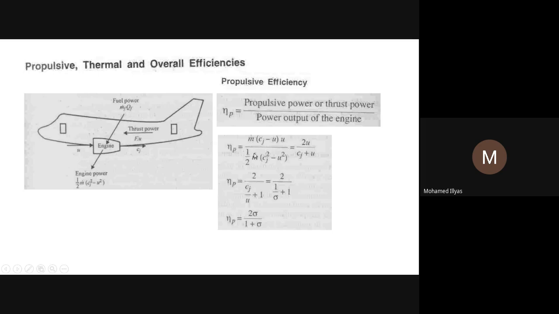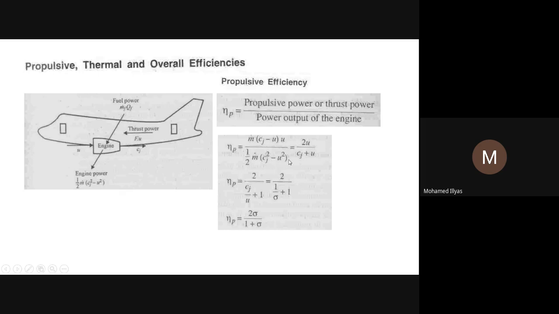U will be that. And the power output of the engine will be m dot into Cj square minus U square here. We'll simplify this. So how do you simplify? It is very simple here. What we can use for simplifying this is a square minus b square, which is a plus b into a minus b.